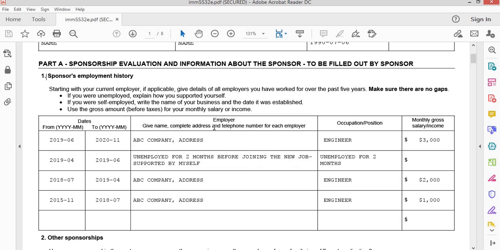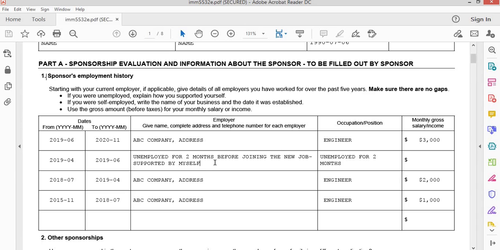Give the name and the complete address, telephone number for each employer, ABC company, address, and you can also mention the telephone number. And the dates from and to, occupation or the position or the designation that you are at, monthly gross salary or income, which is to be mentioned in Canadian dollars.